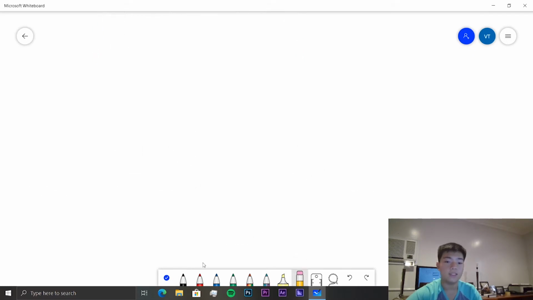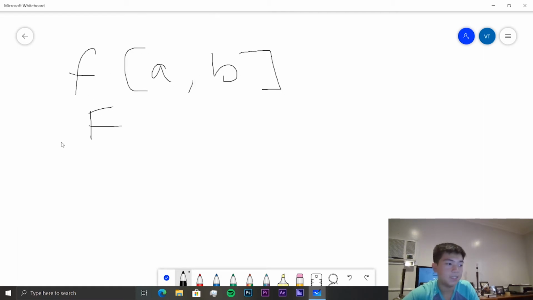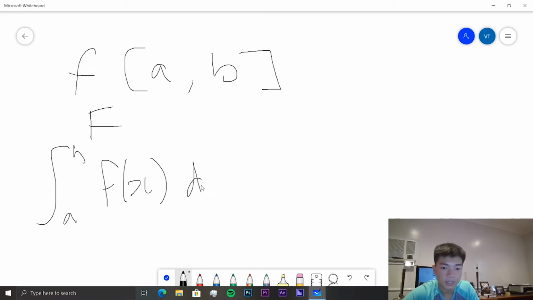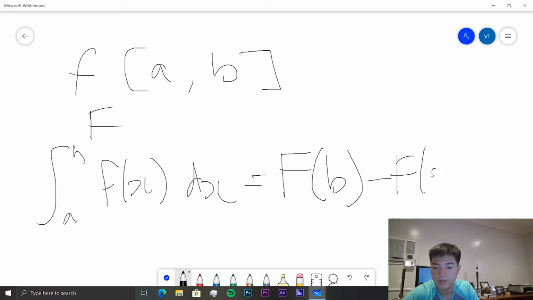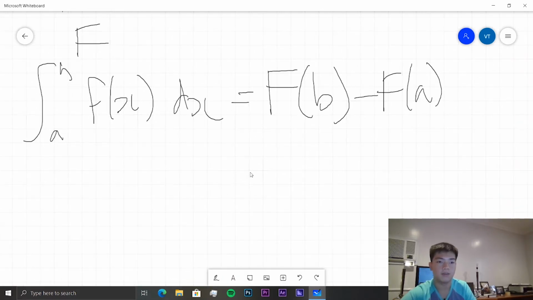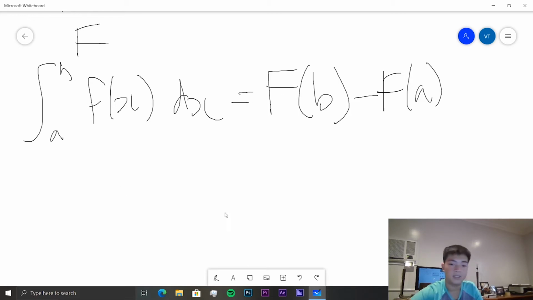And finally, we get to the fundamental theorem of calculus, which is: if f is continuous on a to b, and F is an antiderivative of f, then the integral from a to b of f of x dx is equal to the antiderivative at b minus the antiderivative at a. This is actually how we calculate a definite integral. We calculate the indefinite integral, get the value at the upper bound, and subtract the value at the lower bound from it. That's a very important relationship to know. And now we can jump into some questions.